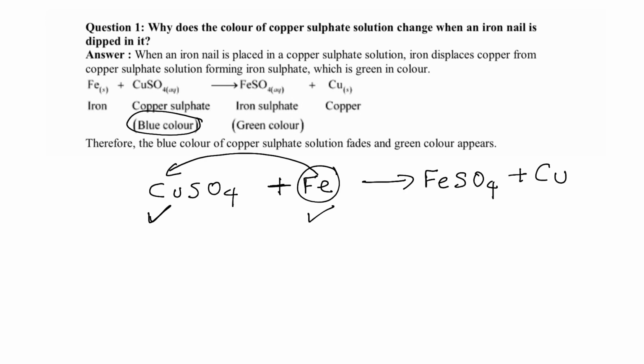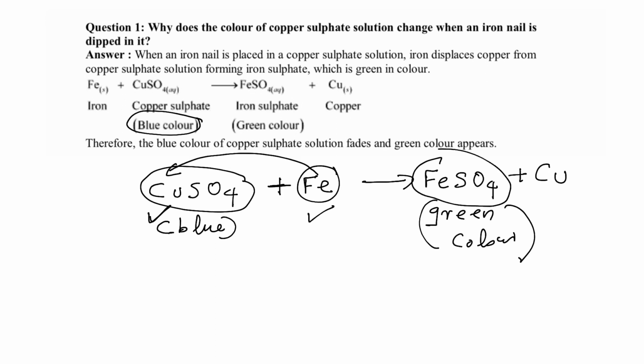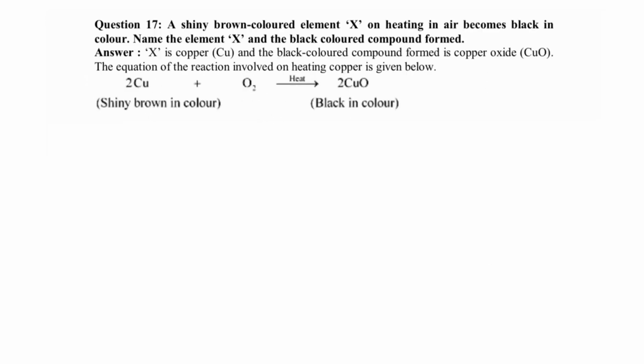So what will be the color change? See, copper sulphate solution, I already said, is blue in color, and iron sulphate has green color. So what you can observe is that the blue color fades and green color appears. As the reaction proceeds, copper sulphate is becoming iron sulphate, right? So the blue color gradually fades and you can see the green color appearing. The green color is appearing due to the formation of FeSO4. Very important question. Next question.